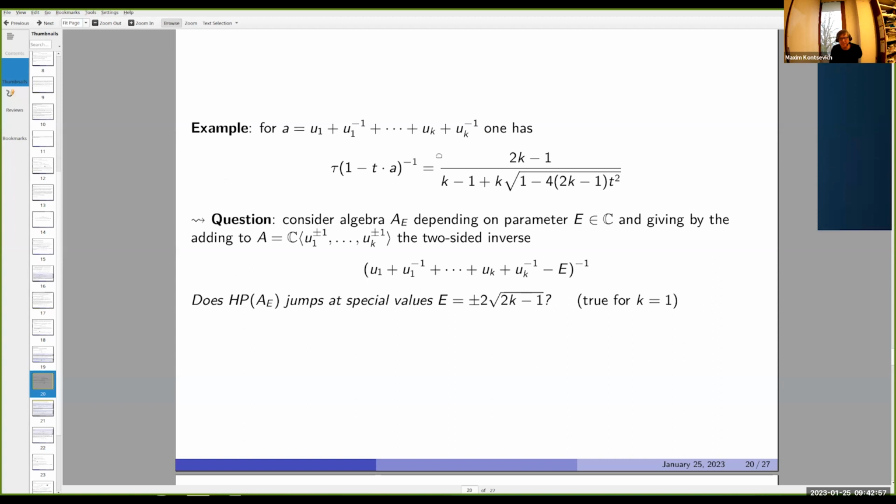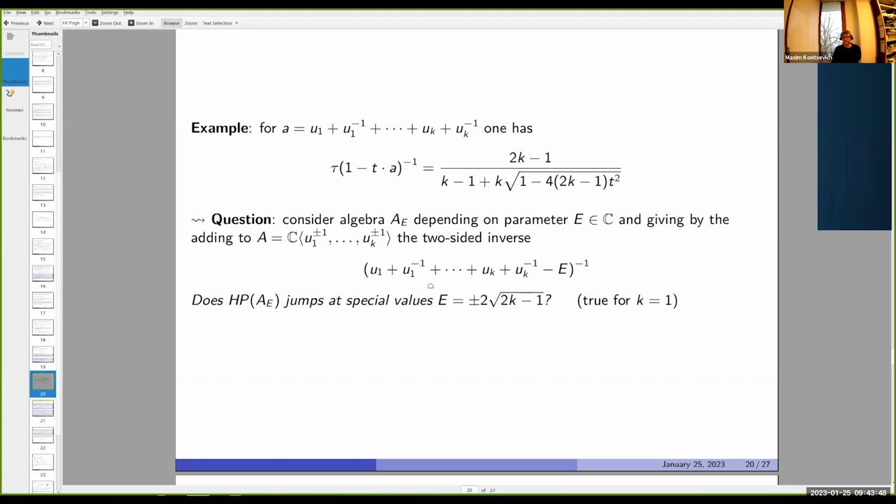But my theorem gets a certain radius of convergence here, and then you get the following question. Let's consider an algebra depending on one complex parameter E, which is the following. We have this group algebra of the free group, non-commutative Laurent polynomials, and add a two-sided inverse of this expression: the sum of u_i plus u_i inverse minus this energy value E, whatever it means, inverse. Does something special happen with the periodic cyclic homology of the algebra when the energy is plus or minus 2 square root of 2k minus 1, the inverse of the root of this singularity of the series?